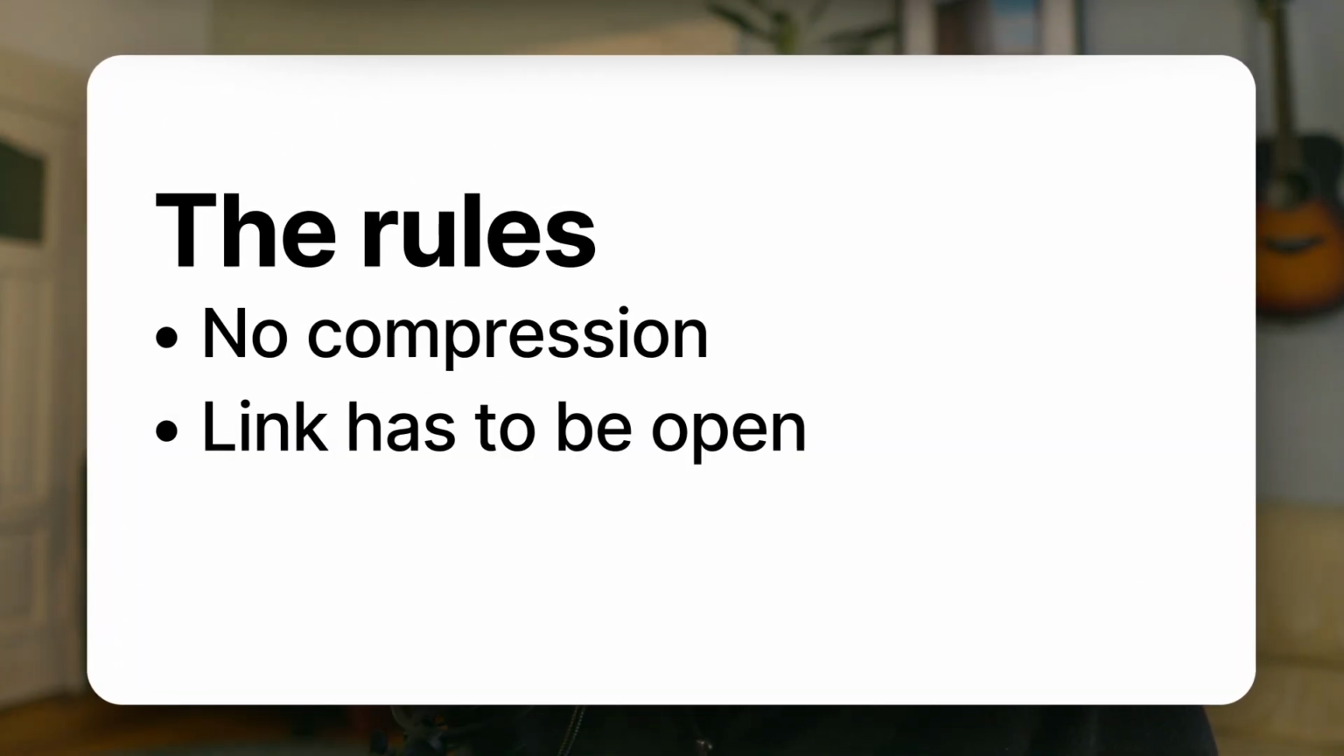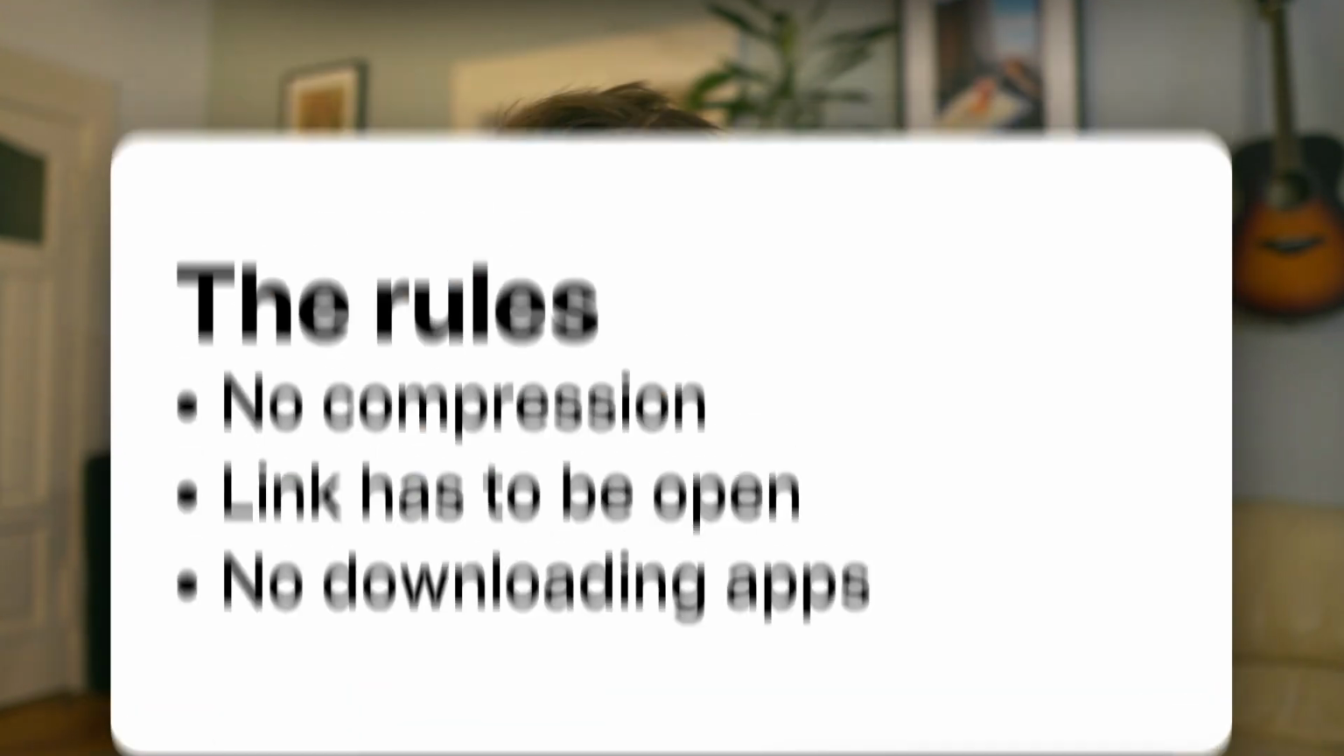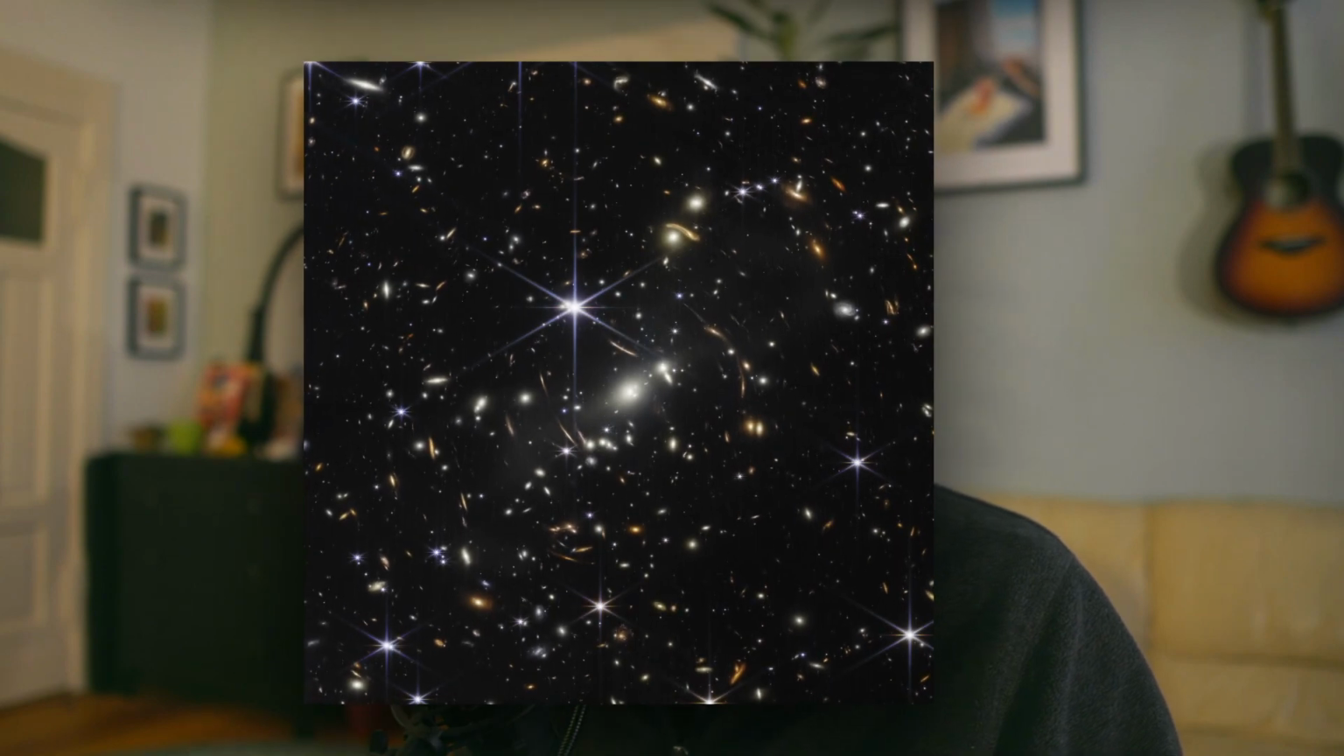Here's some of the rules. The image has to be downloaded in full fidelity, and the link has to be opened. No downloading apps of any kind. The image we're going to use is the James Webb Deep Field image. It's quite large, and I want to view it on all my devices in its full quality.